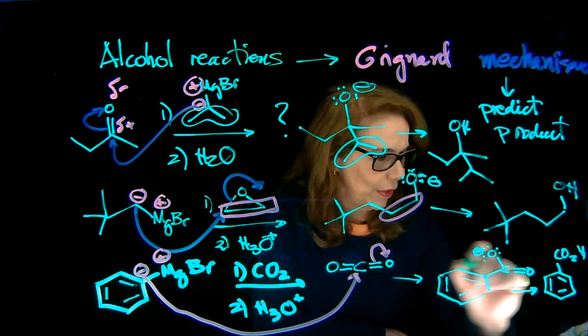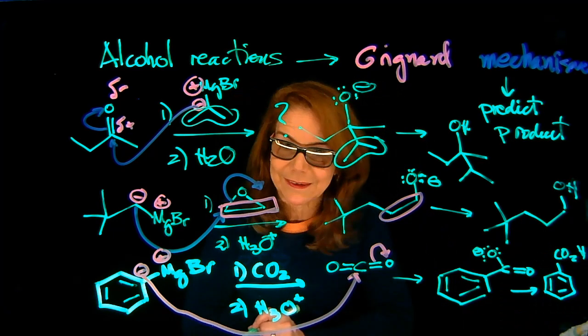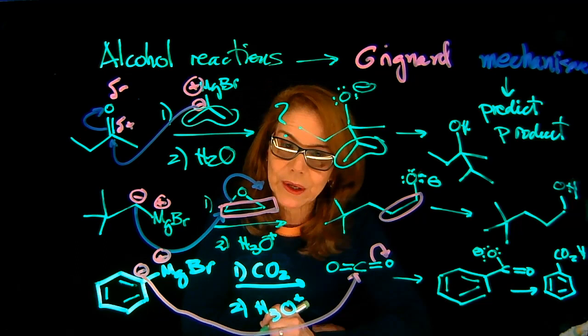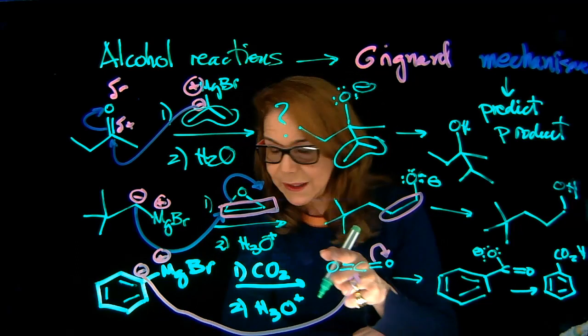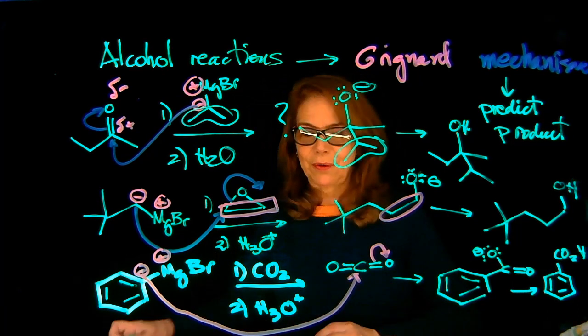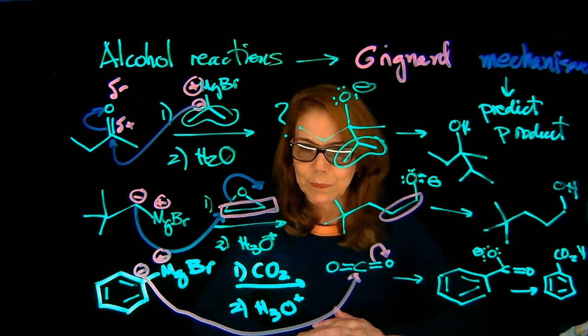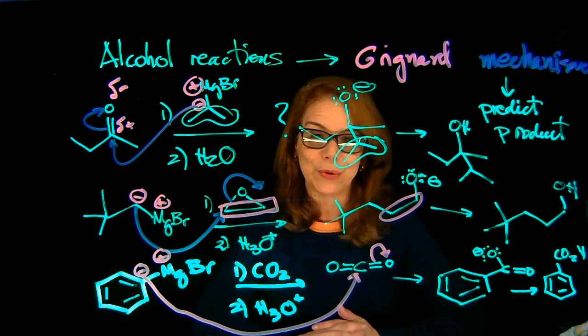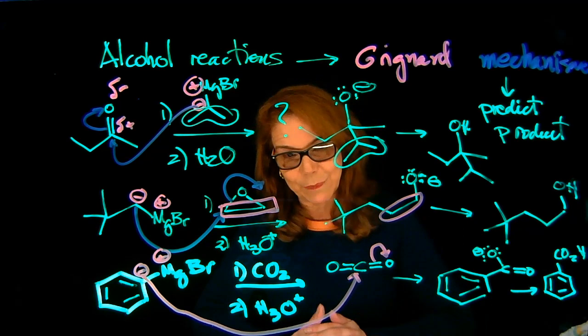So that's one way of synthesizing a carboxylic acid. Use Grignard with carbon dioxide. You have added only one carbon to that. So these are some examples of Grignard reactions, and now we're going to be doing, in other videos, examples of synthesis.